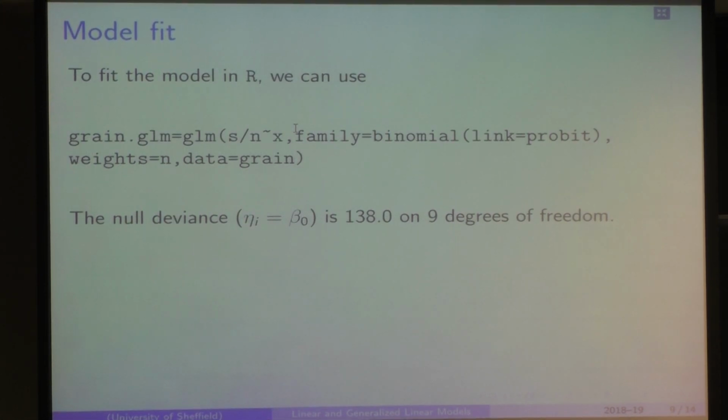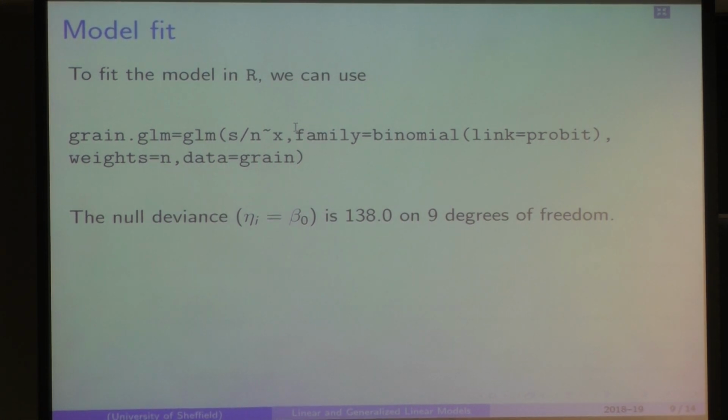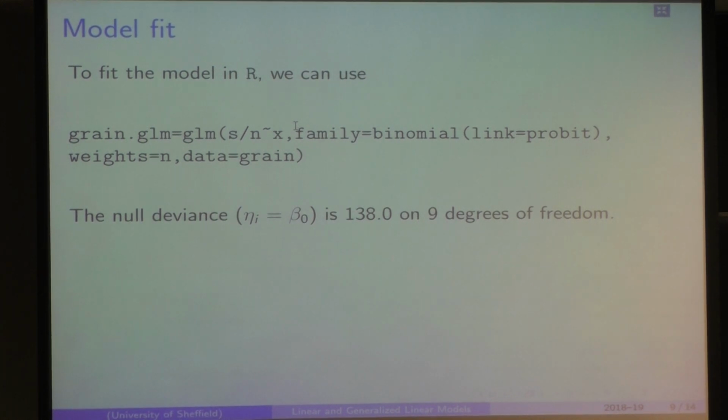Okay, so here's some R code that will fit that model. glm, where s over n here is the proportion, and x here is the log concentration, so s over n as a model by x, binomial GLM, probit link, and n here are the weights. Remember that for a binomial GLM, you need to include the weights in your R code.